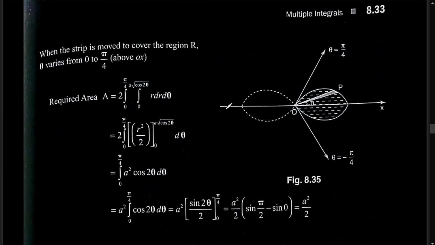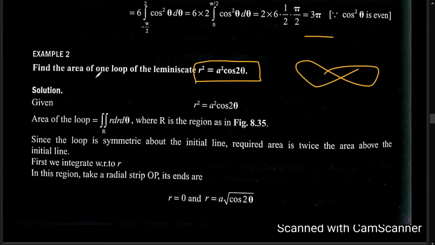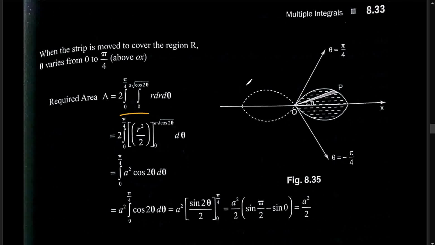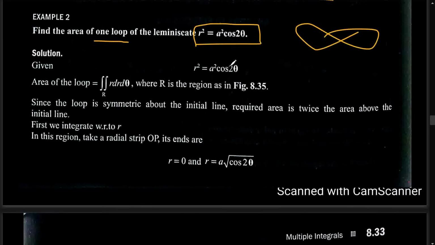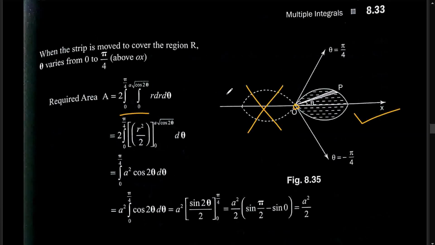So this is a double integral, and they are asking only for one loop of the lemniscate. That means this part is not needed. Only this loop is needed, and r goes from 0 to the equation of the lemniscate. So 0 to the equation of the lemniscate, which is r equal to root of, if we bring the square to this side, so that square rooting both sides gives r equal to the equation of the lemniscate. And then theta is minus pi by 4 to plus pi by 4.